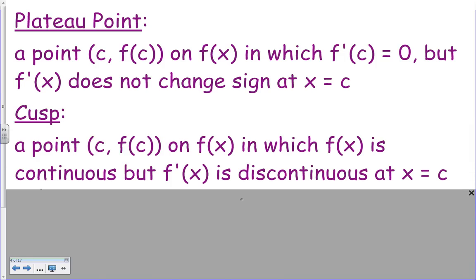We actually saw a sketch of a cusp just a second ago, but here's our definition of a cusp. A cusp is a point (c, f(c)) on f(x), in which f(x) is continuous, but f' is discontinuous at c. Basically, these are points where you see a sharp change in direction. It's not a nice smooth curve, but rather there's some quick change in direction, and that gives us a cusp as a result.